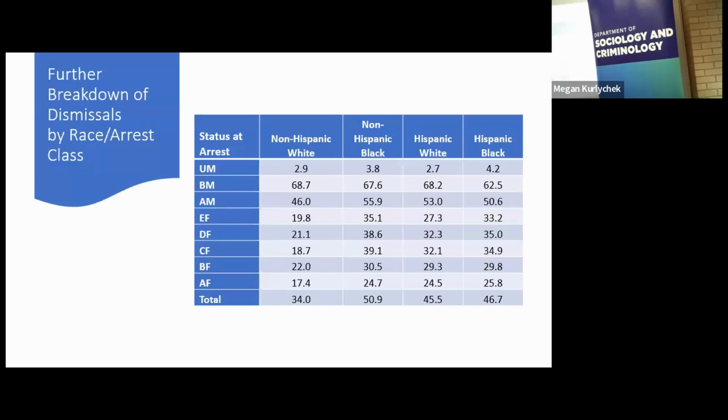And we also saw that with the E felonies. You didn't have as many whites getting arrests dismissed as you did the other racial categories. That's up to almost a third for the other racial categories. So dismissals are not even overall, as I showed on the last slide, but they're also not even across race by the category.